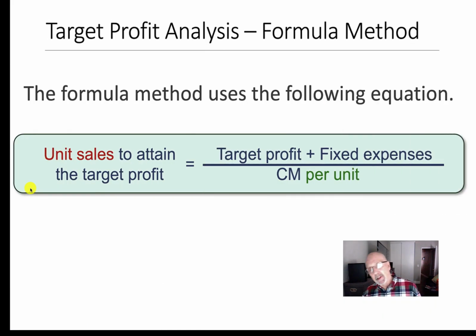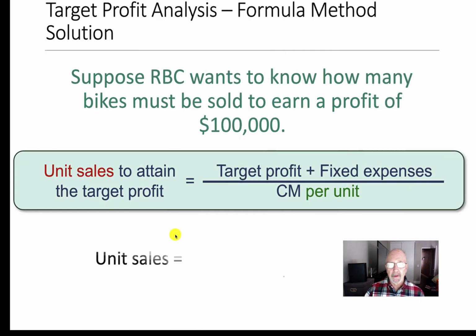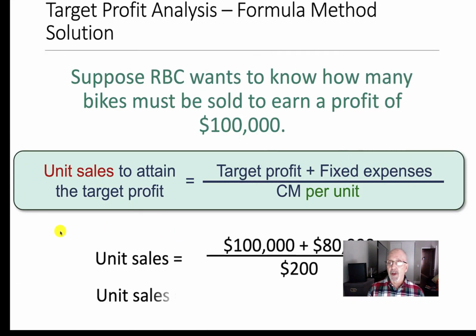Now with the formula, it's the same as before, except now instead of just fixed expenses divided by contribution margin per unit, it's target profit plus fixed expenses. So target profit is 100 grand, fixed expenses are still 80 grand, so that's 180 divided by the contribution margin per unit of 200. That gives us the same answer. Unit sales 900 to get that $100,000 profit.